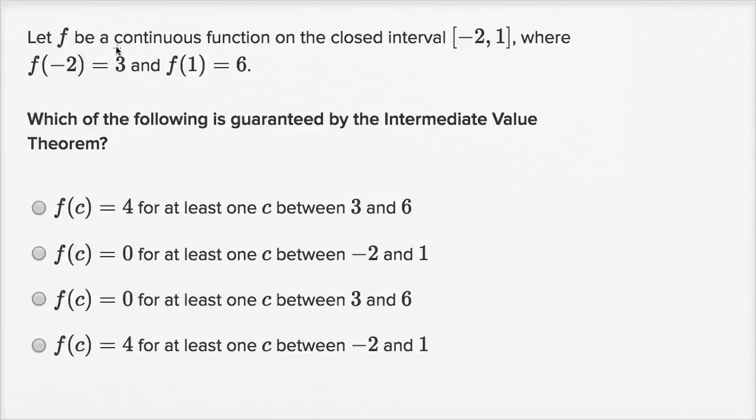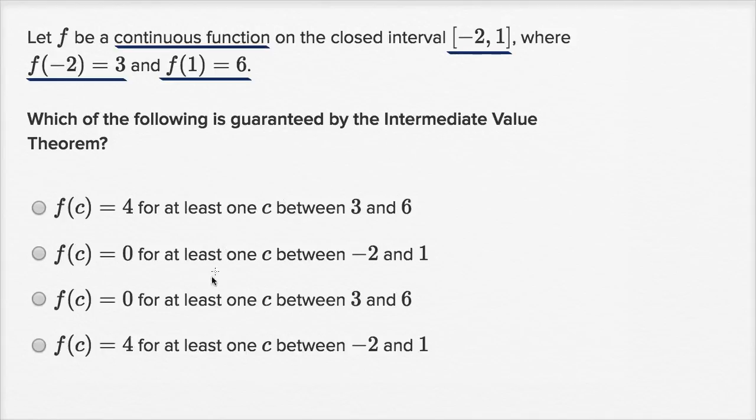Let f be a continuous function on the closed interval from -2 to 1, where f of -2 is equal to 3 and f of 1 is equal to 6. Which of the following is guaranteed by the intermediate value theorem?